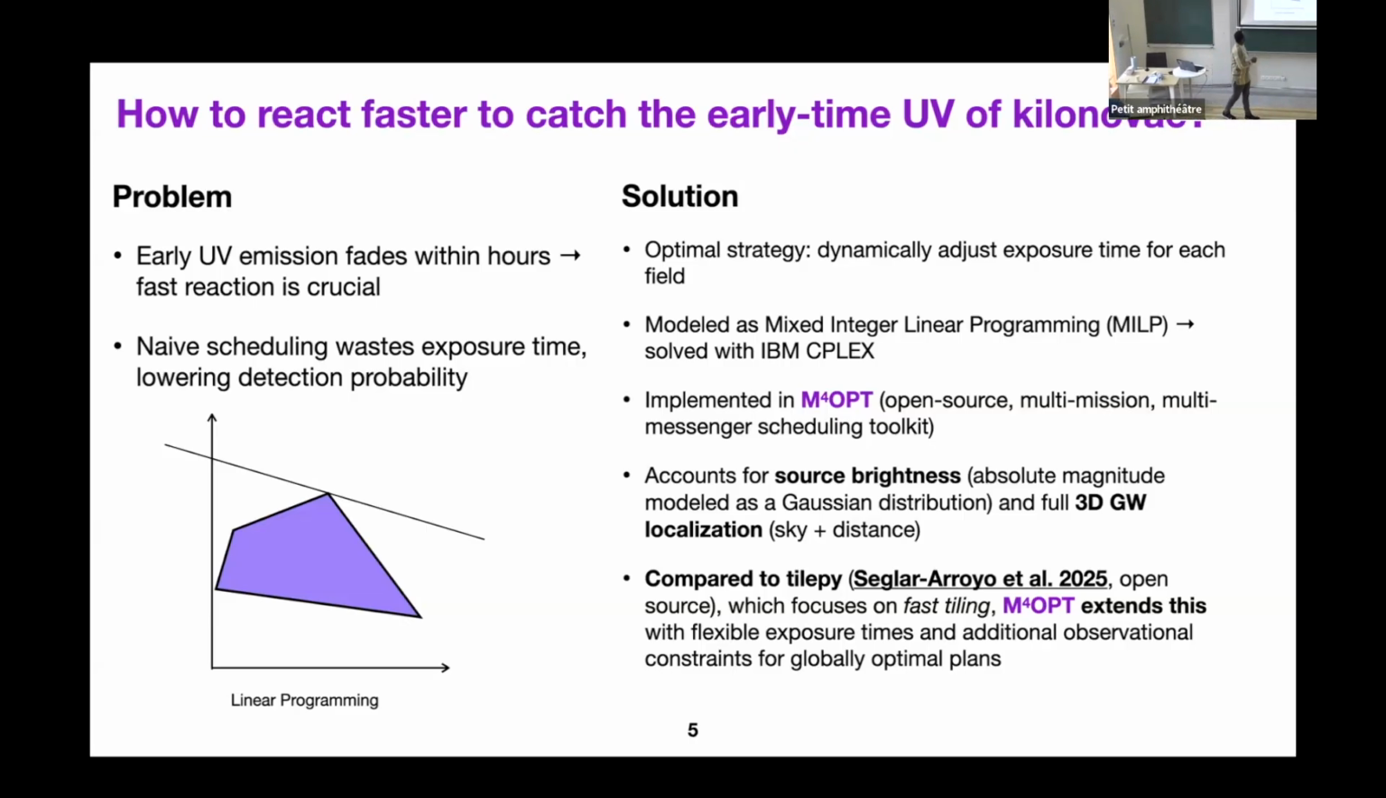In this figure, we have the linear programming. The line represents our objective function, and the polygon is the system of linear inequality constraints. We implement all these strategies in M4OP, including an absolute magnitude that we model as a Gaussian distribution. And also, we provide the gravitational wave sky map.